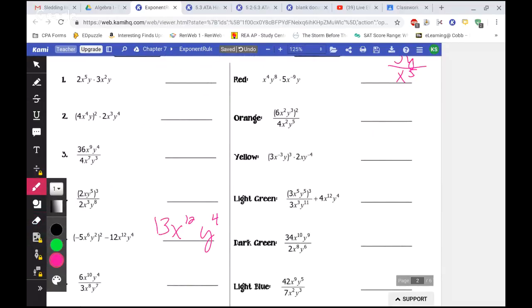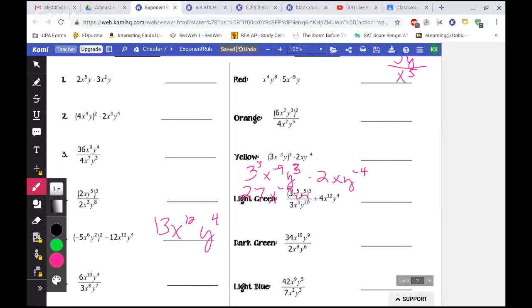You're going to distribute that 3 to everything inside the parentheses. So that's going to give me 3 to the 3rd. And then negative 3 times 3 is negative 9. And then y to the 3rd, because there's an understood 1 on that y, times 2x y to the negative 4th. So 3 to the 3rd is 27.